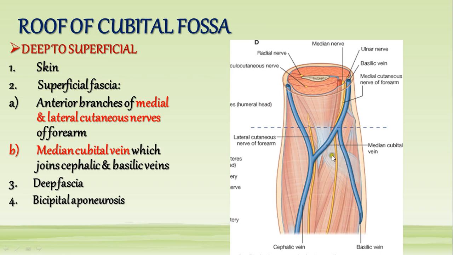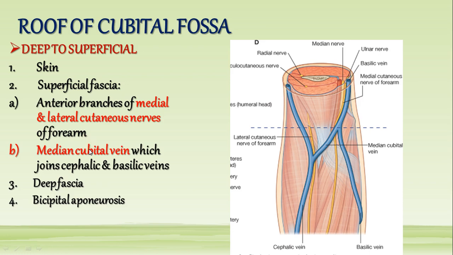The median cuboidal vein connects the cephalic vein with the basilic vein. The cephalic vein and the basilic vein are superficial veins of the upper limb. Okay, so when we discuss the roof, we said it is formed by skin, by superficial fascia containing the medial and the lateral cutaneous nerves of the forearm, the median cuboidal vein.